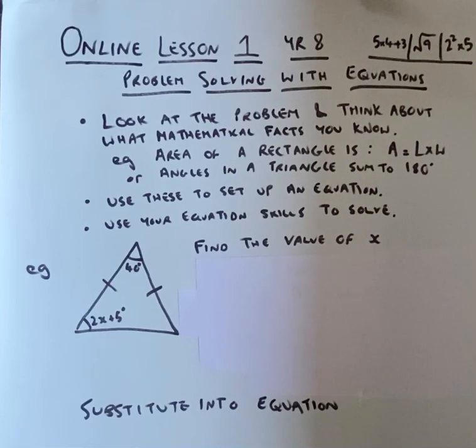So we're going to be looking at using formulae that you may have generated from areas of rectangles, using length times width, or areas of triangles, base times height divided by 2, or maybe angles in polygons. So for example, triangles add up to 180, quadrilaterals add to 360, and so on.